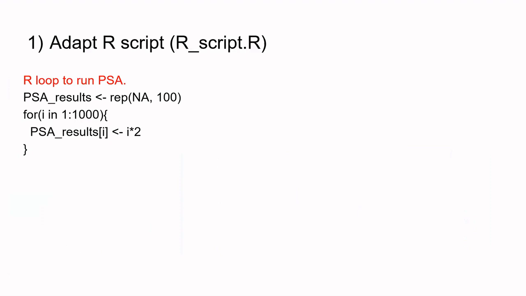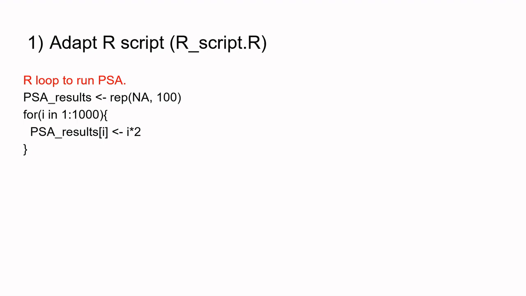So this is our standard PSA where we have a loop, right? I've got my object, which is PSA results, and I'm initializing that. Sorry, I'm going to initialize it with 1,000 missing values. And then in my PSA loop, for each PSA, I'm going to take the number of that PSA. So the first one, multiply it by 2, second one, multiply it by 3.